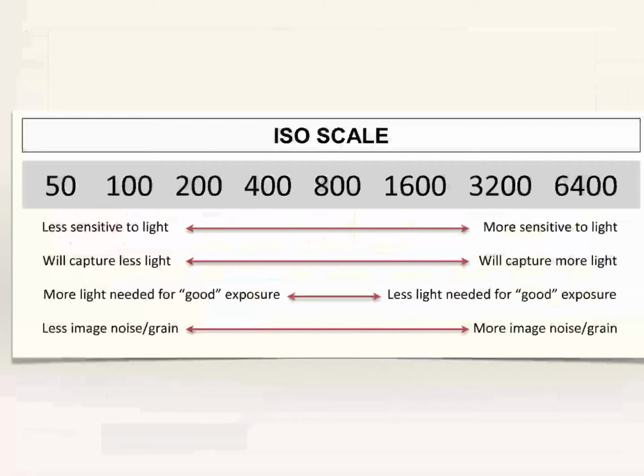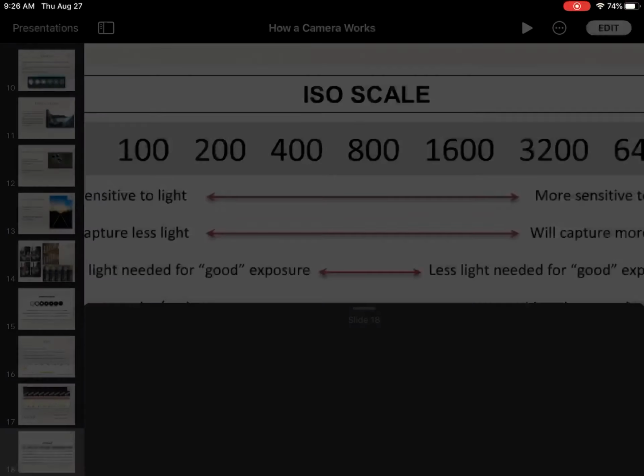So here's your ISO cheat sheet. At ISO 50, it is less sensitive to light, it will capture less light. You need more light for a good image and it's less noisy or grainy, so it's clear. At ISO 6400, you are more sensitive to the light, you will capture more light, less light is needed for a good exposure, and you have more grain or noise.